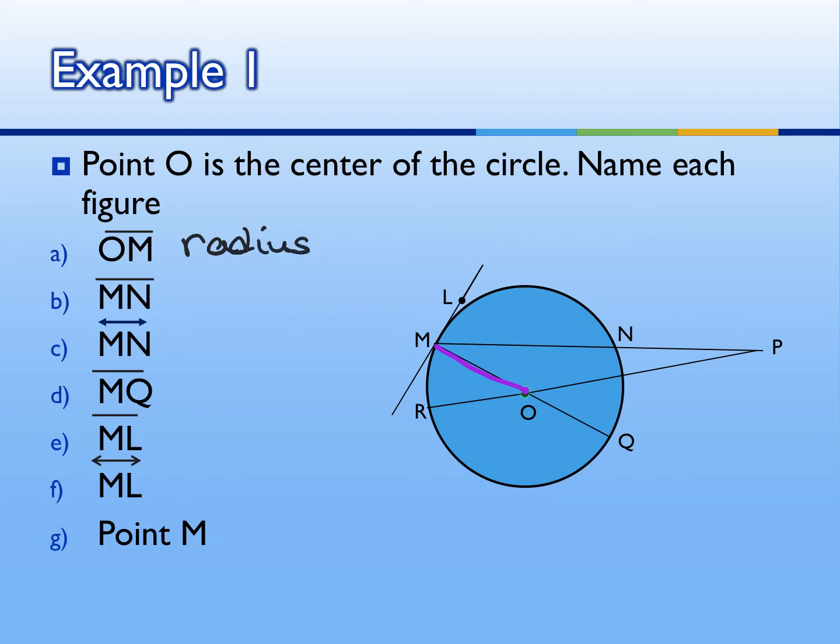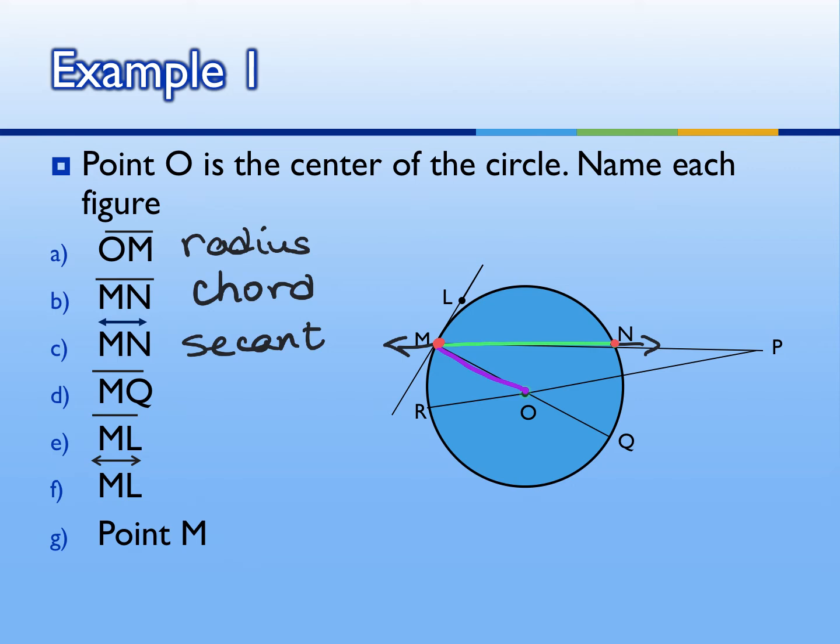MN is also a segment, and it's going to go from here to here, where the endpoints are on the circle, making this a chord. Now if I added arrows and it went outside of the circle, so if I went ahead and extended this, then it's touching the circle in 2 points, and it's going out of the circle, making this a secant. Remember, a line extends forever in both directions.